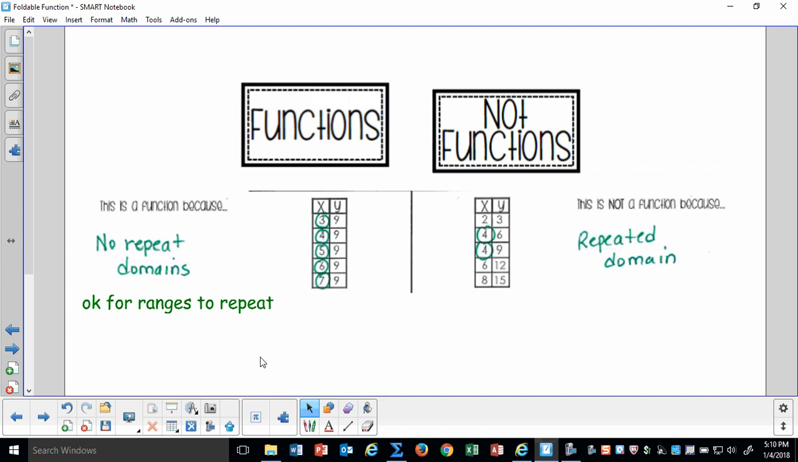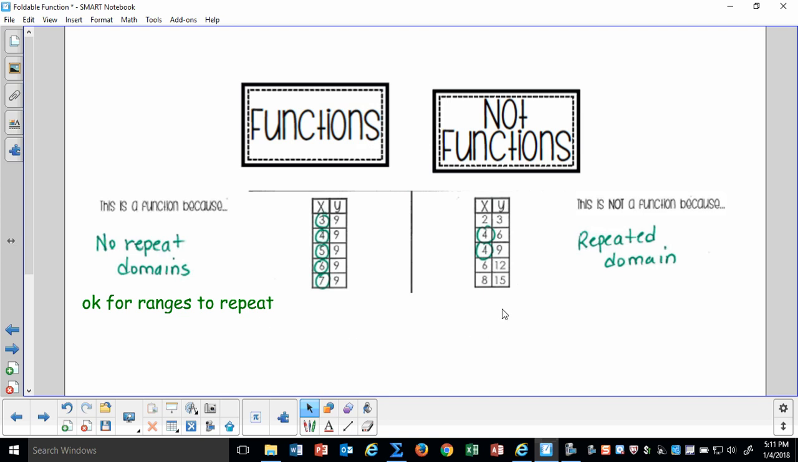Again, on the left side, we have no repeat domains. The x's do not repeat: 3, 4, 5, 6, 7. So it is a function. But the y's repeat, and that's okay, because it's okay for ranges to repeat, and it's still a function.